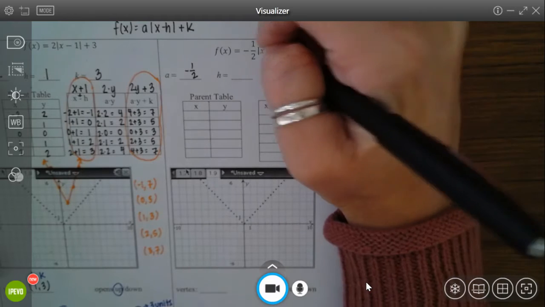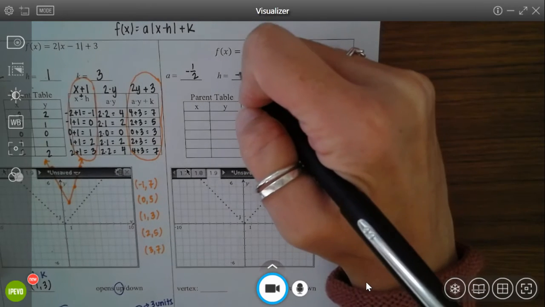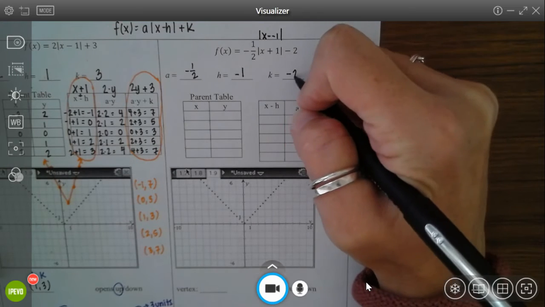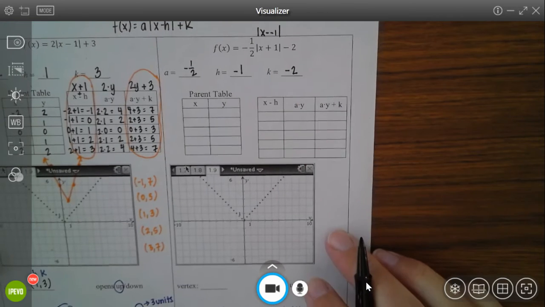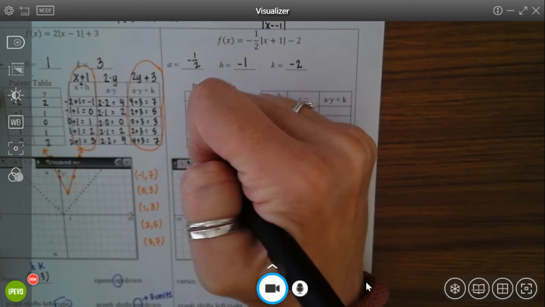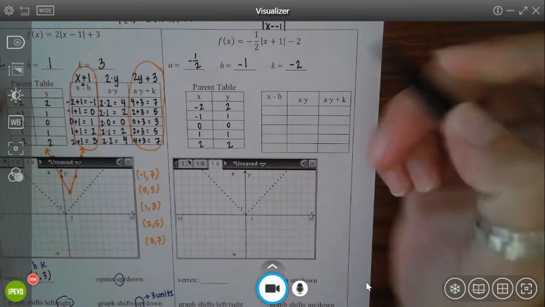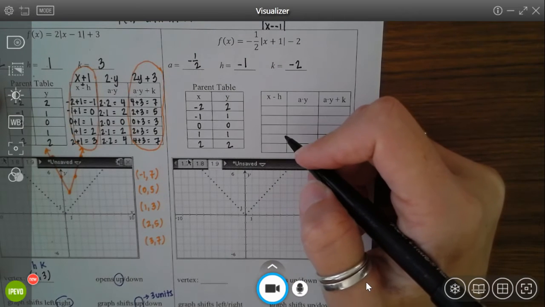Our h value, again, think about this as being x minus a -1. So that's going to make our h value -1, and then our k value is going to be a -2. So I'm going to set up the parent table of values with our x values of -2, -1, 0, 1, and 2, our y values 2, 1, 0, 1, and 2. And then I'm going to start with my transformation.